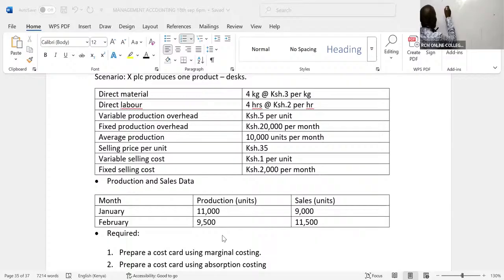We are doing a cost card using MC, where MC stands for Master of Ceremony. No. Marginal what here, somebody?